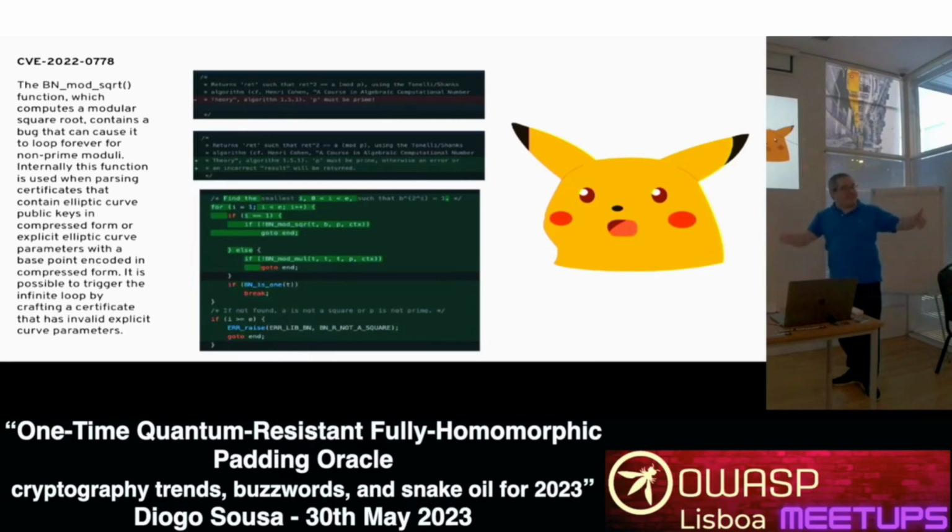Did the code check that condition? Of course not. The code trusted that P would be prime. So basically, when they did the fix, they wrote really big: P must be prime, otherwise an error or an incorrect result must be returned, and then they actually did the necessary fix in the code. How could this be exploited?